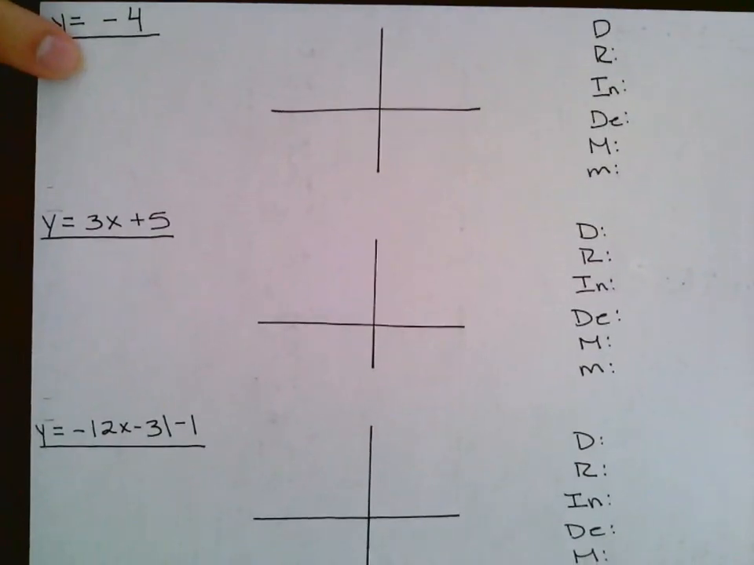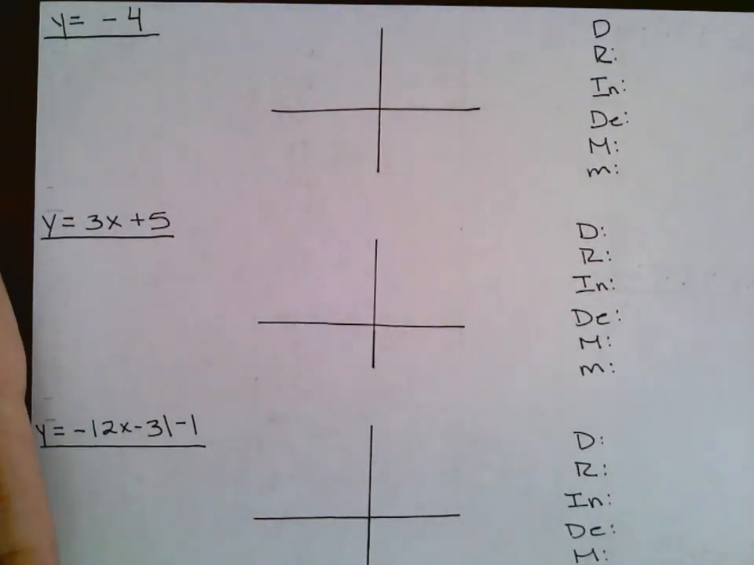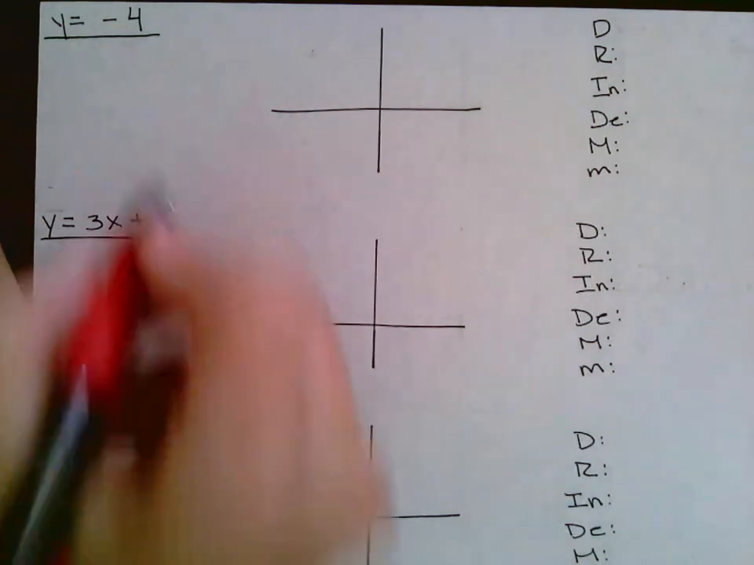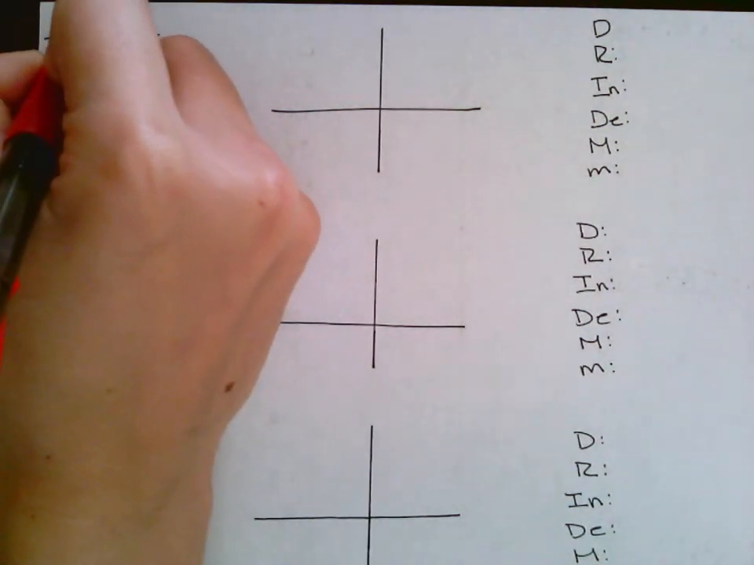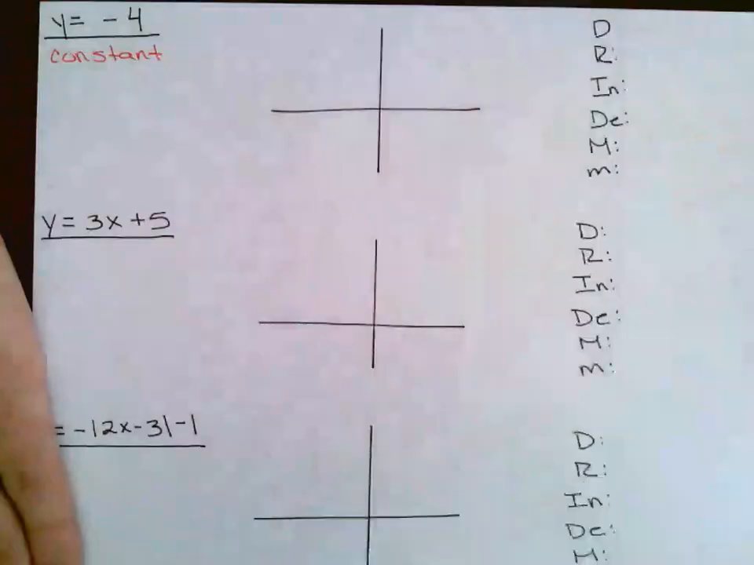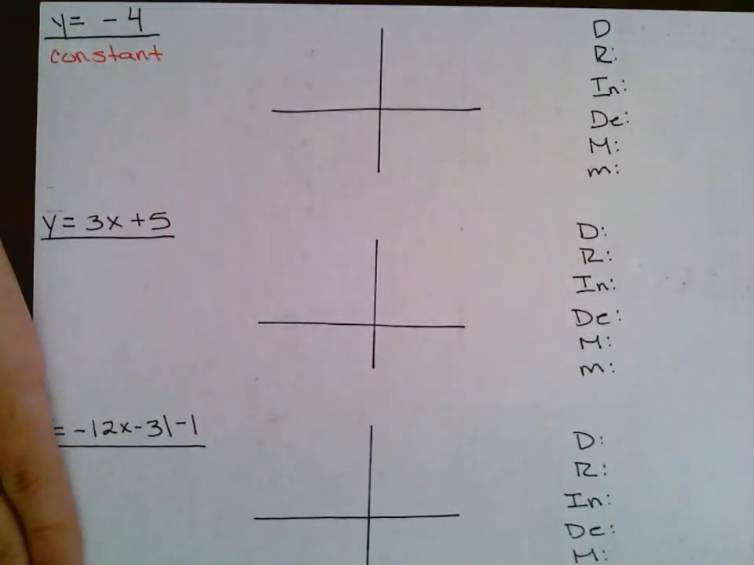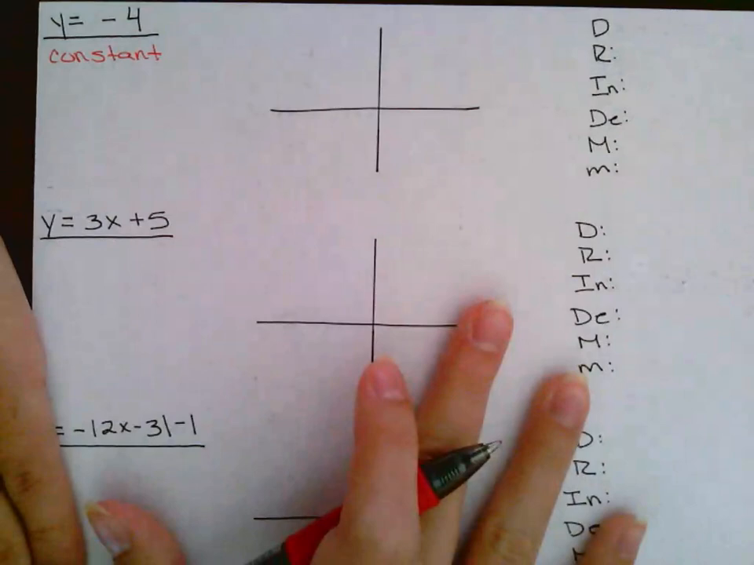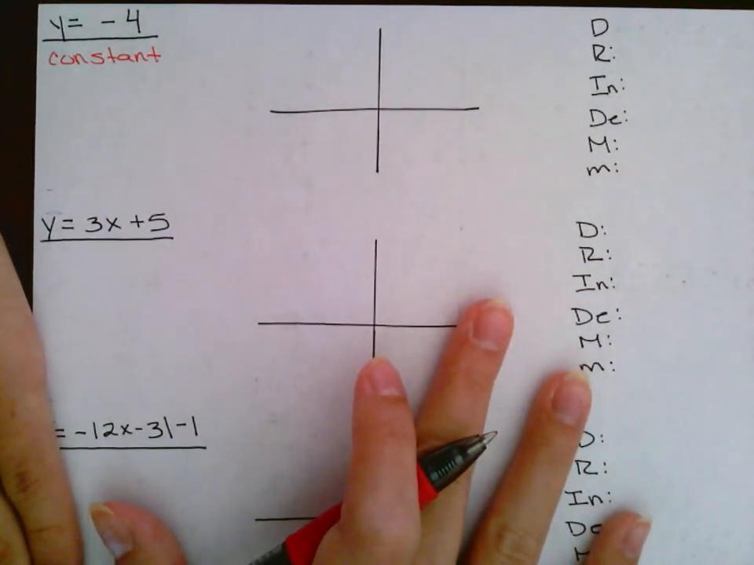So let's start simple, okay? I'm going to get a different color pen here so it's easy for you to see. Okay, so y equals -4. If it's just a number, this is a constant. Okay, now when I give you homework, quiz, tests on graphing, what I do here is what I'll expect from you in order to get full credit.